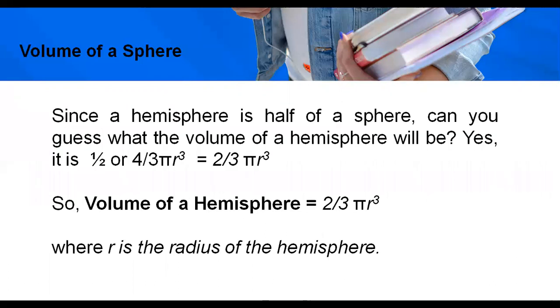Since the hemisphere is half of the sphere, the volume of the hemisphere is half times the volume of the sphere. That is half times 4/3 times pi times the cube of the radius. That is 2/3 pi r cube, where r is the radius of the hemisphere. Now, let us start solving the exercise problems.